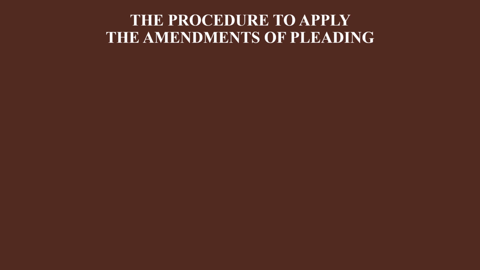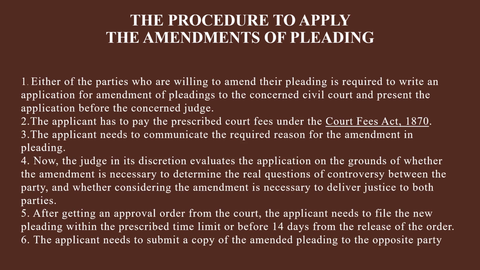The procedure to apply for the amendment of the pleading. First, a written application should be submitted by either of the parties to the concerned civil court in front of the concerned judge. The applicant should pay a prescribed court fee under the Court Fee Act 1870. The applicant needs to communicate the required reason for the amendment in the pleading.